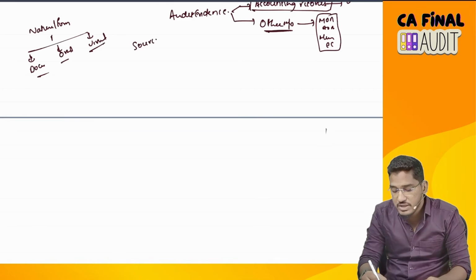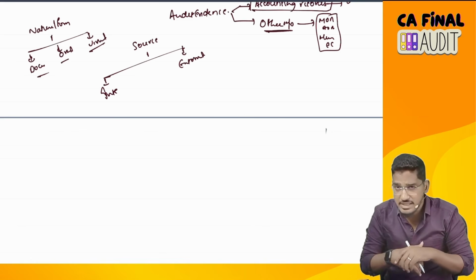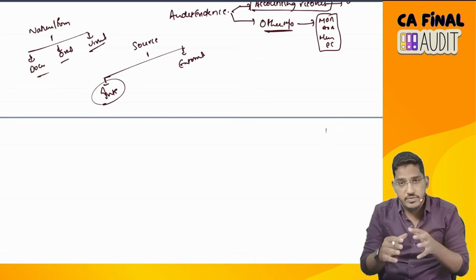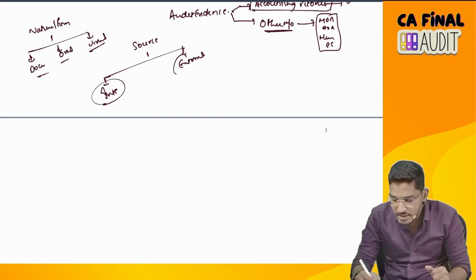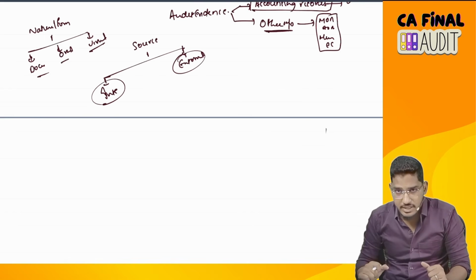And depending on the source, evidence can be further divided into two categories: internal evidence and external evidence. Internal evidence is the evidence which originated within the client's organization, whereas external evidence is the evidence which originated outside of the client's organization.